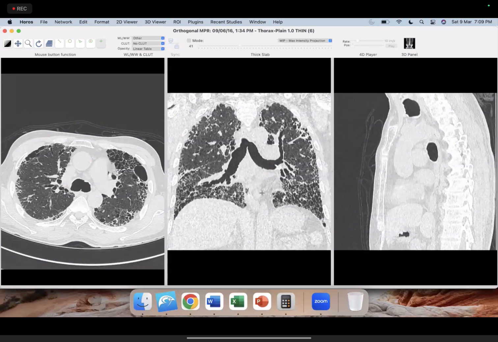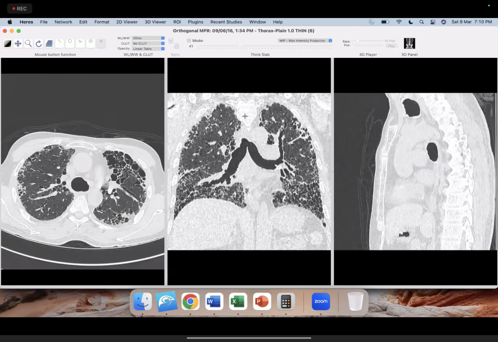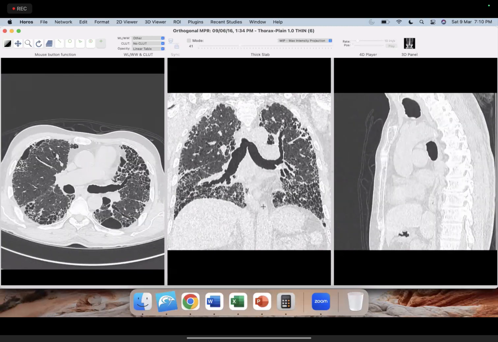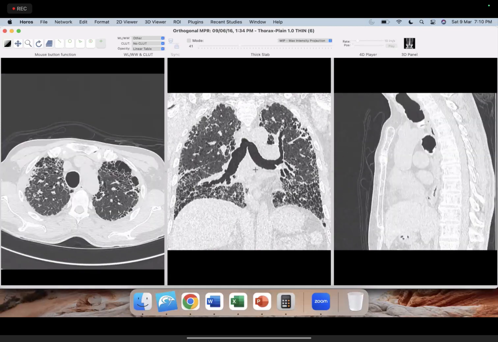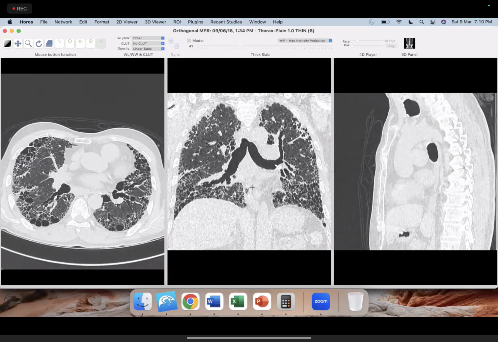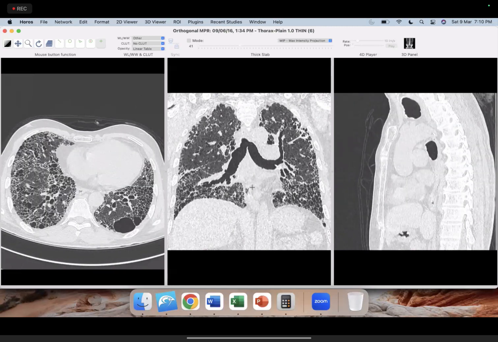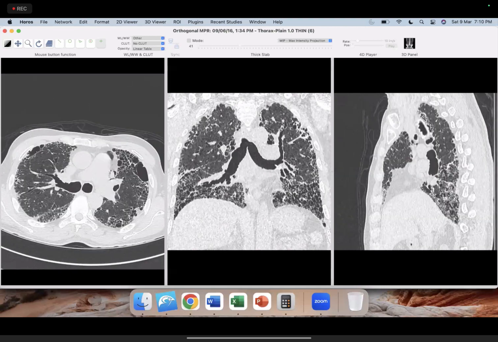There is subpleural reticular opacities with basal predominance, right? There is a clear apicobasal gradient also. There is honeycombing, there is traction bronchiectasis, and there is absence of ground glass, nodules, cystic lesions, and even air trapping. So as long as the descriptors go, everything is just like the previous case. So are we again going to call this IPF?